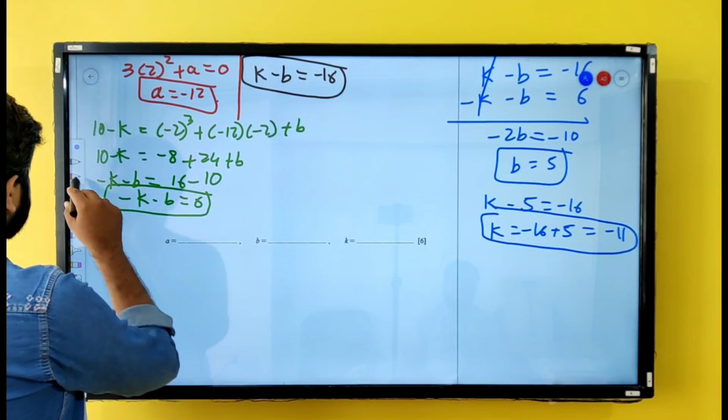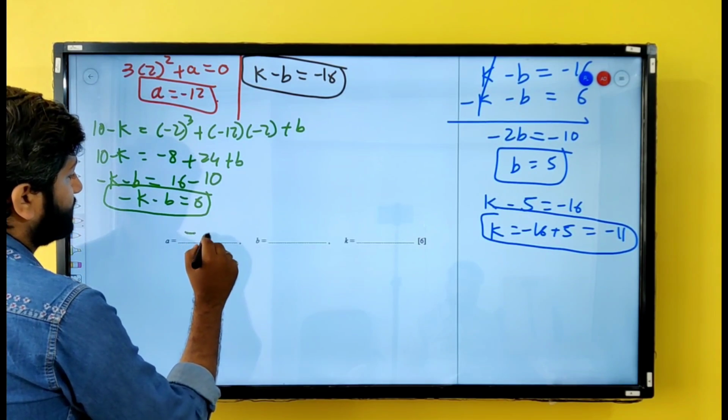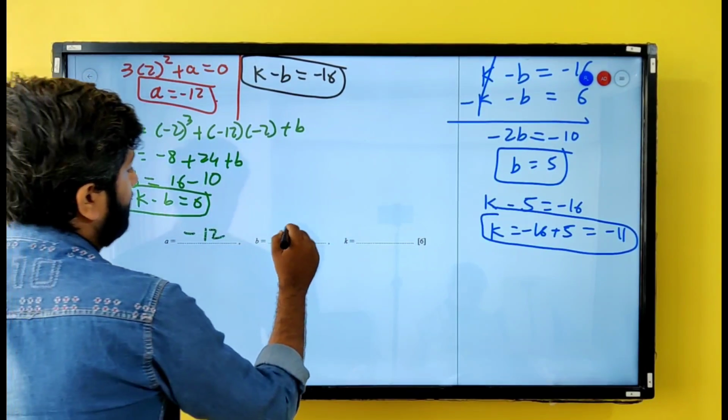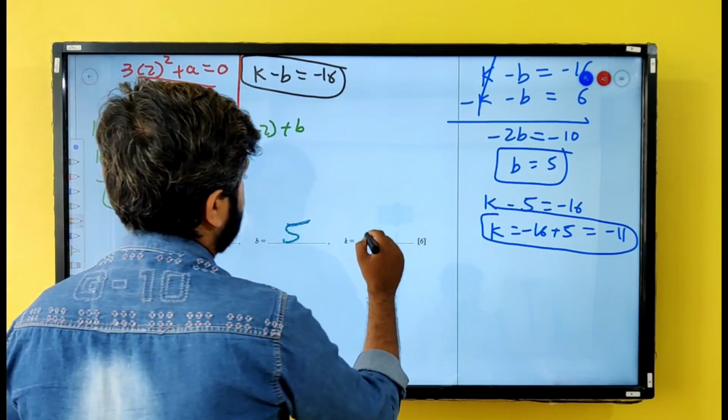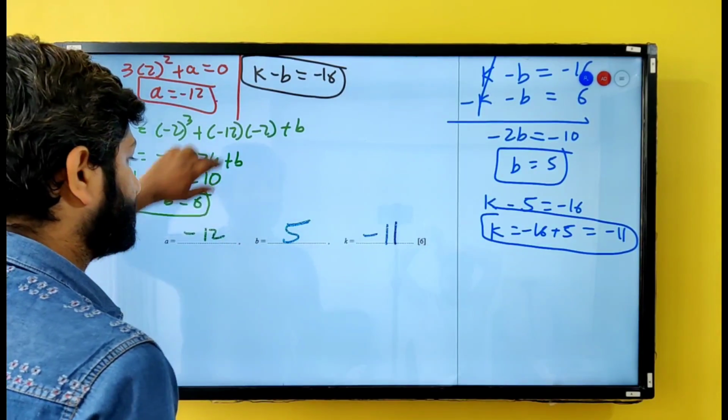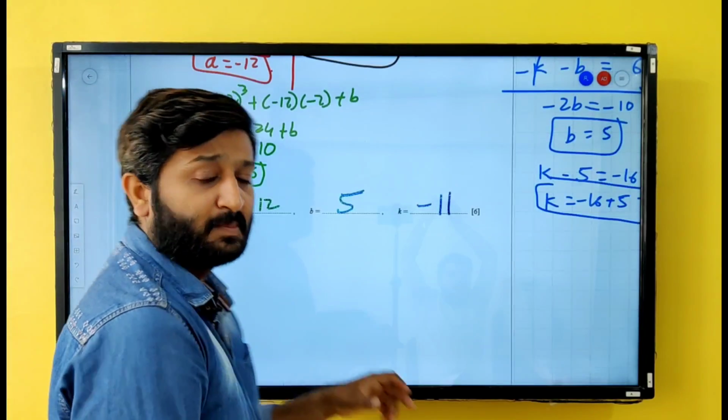My a is minus 12, b is 5, and k is minus 11. I think with this, yes, we have completed the paper.